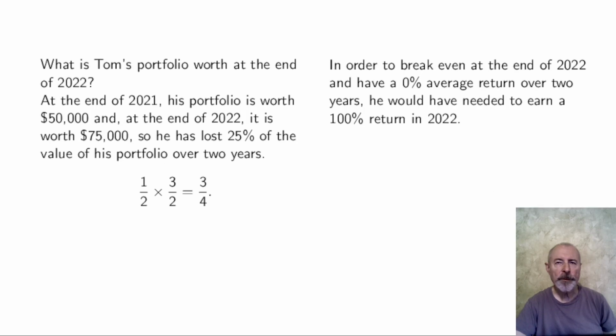What is Tom's portfolio worth at the end of 2022? At the end of 2021, he lost half his value, so it's worth $50,000. At the end of 2022, he gained 50%. Half of 50,000 is 25,000. So he added 25,000 to his 50,000, and his portfolio is worth 75,000. So over 2 years, he lost 25% of his value.